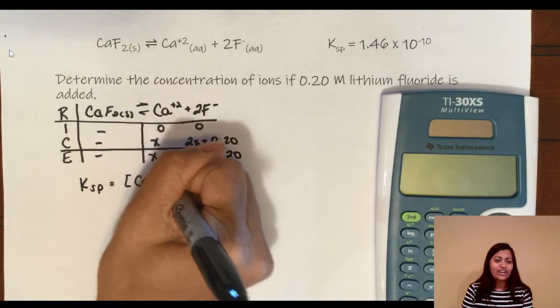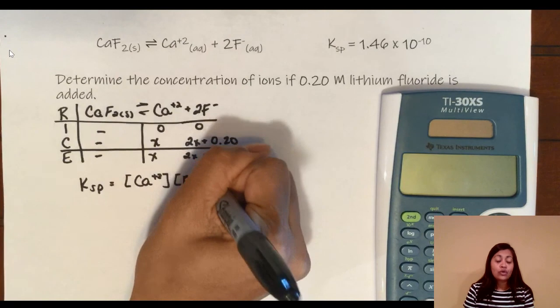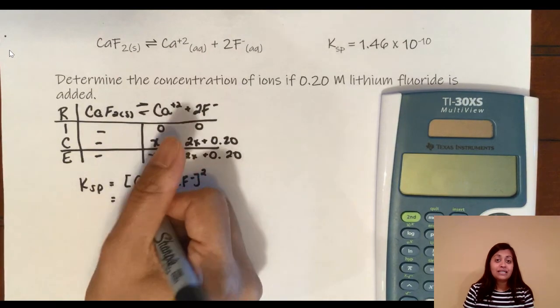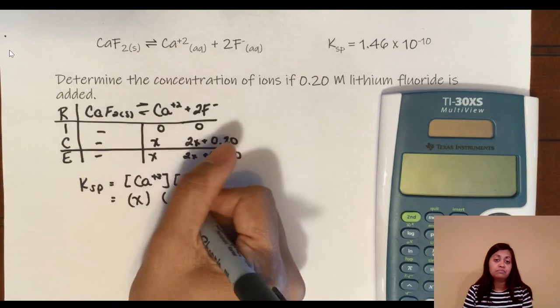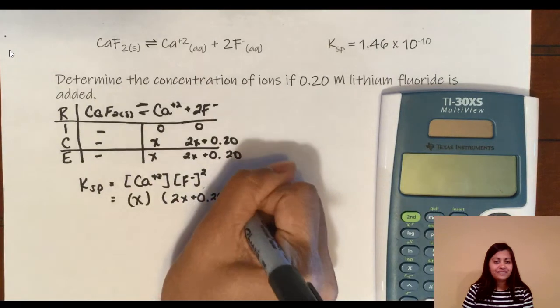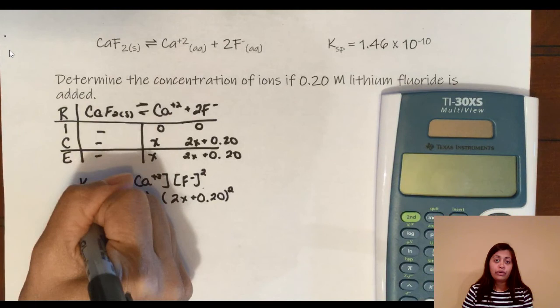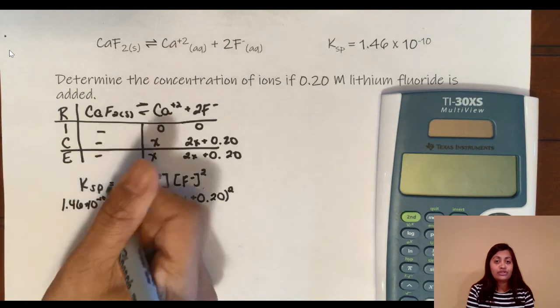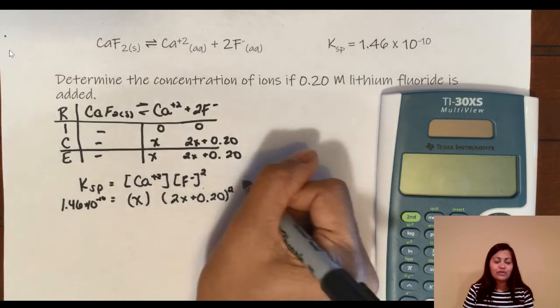Show your equilibrium expression, your calcium plus 2 ion times your fluoride minus 1 to the negative 2. Don't forget that that coefficient becomes the exponent as well. So we're going to plug in our values. And again, if you looked at this, it would look as if we would have to solve for a quadratic, and we don't do that on our AP free responses, which is really fortunate for you guys.